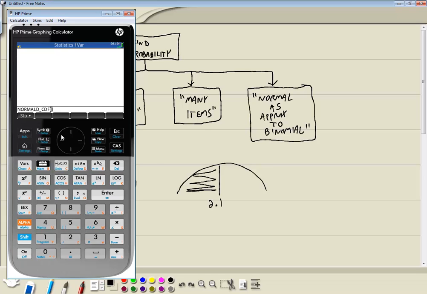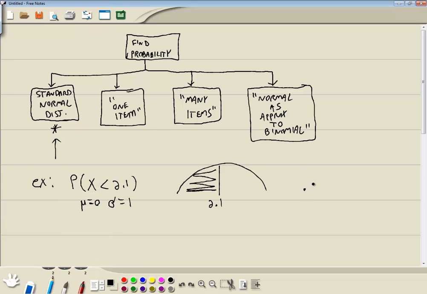Okay, now our parameters for this are mean, standard deviation, and then x. Well, the mean we said was 0, so I do 0, comma, standard deviation, which we said was 1, comma, and then 2.1. And again, this is based upon the area to the left. So 2.1, and then I'll press enter. And that gives us 0.9821. And that'd be our probability. Okay, that's the less than case.